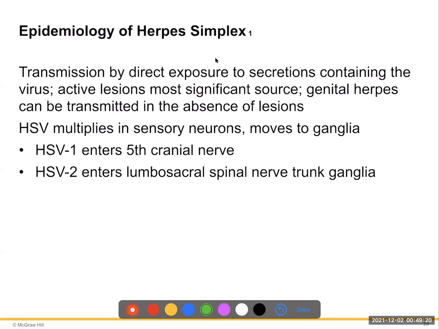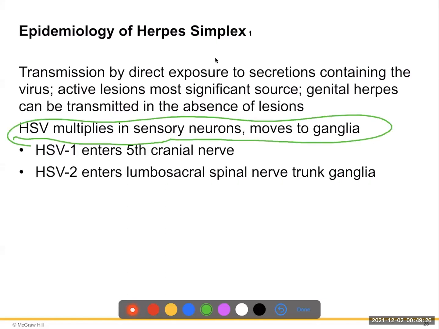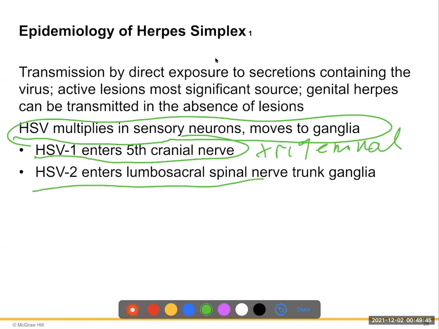The herpes simplex virus multiplies in the sensory nerves and moves to different ganglia. Like I said, the ganglia for the sacral area are for HSV2. The ganglion for the trigeminal nerve is HSV1. HSV1 enters the 5th cranial nerve. That's the trigeminal. The trigeminal is your 5th cranial nerve. HSV2 enters the lumbosacral spine, in the nerve trunk ganglia for the sacral region.